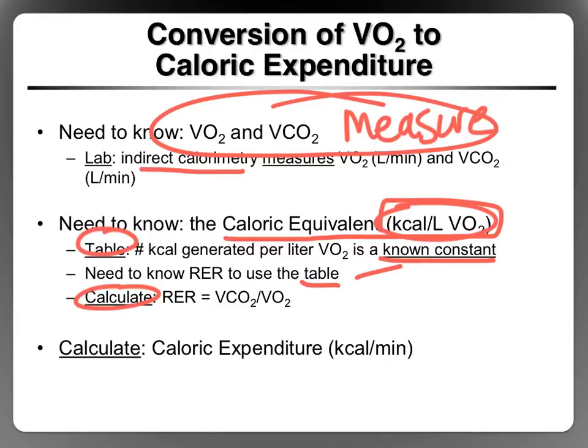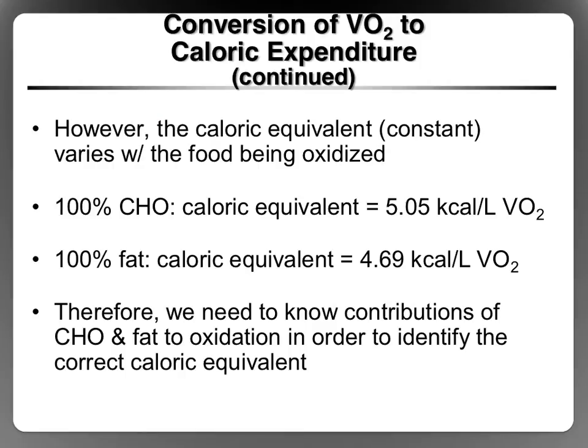However, in order to look up a constant on the table, you need to know the RER, okay? Because the caloric equivalent is not the same all of the time. Okay? Caloric equivalent is a constant that varies with the food being oxidized. So if you want to know what an individual's caloric equivalent is at a moment in time, before we can determine their caloric equivalent, we need to know, well, how much of their oxidation is coming from carbohydrate, how much of their oxidation is coming from fat.